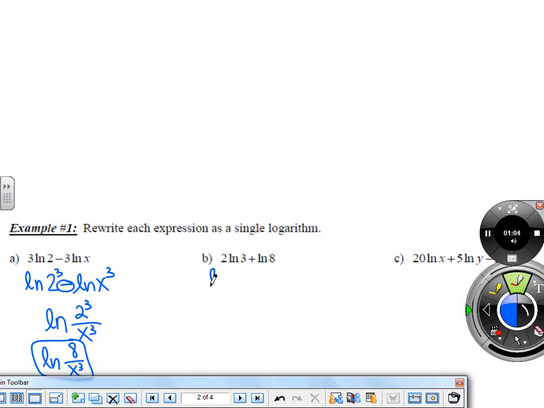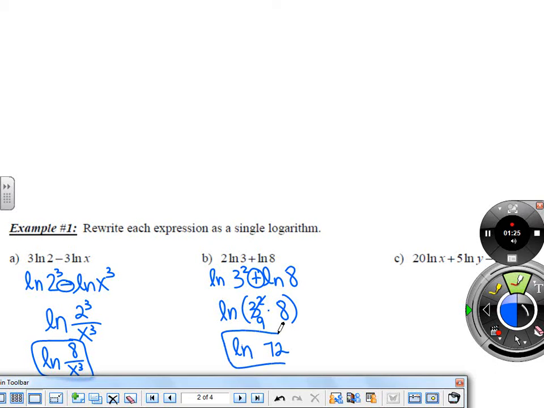Here, same idea, so I'm going to have the natural log of 3 squared plus the natural log of 8. These two are being added, so they're going to become one logarithm where these two quantities are being multiplied. 3 squared is like having 9, and 9 times 8 is 72. So here my final answer would be the natural log of 72.